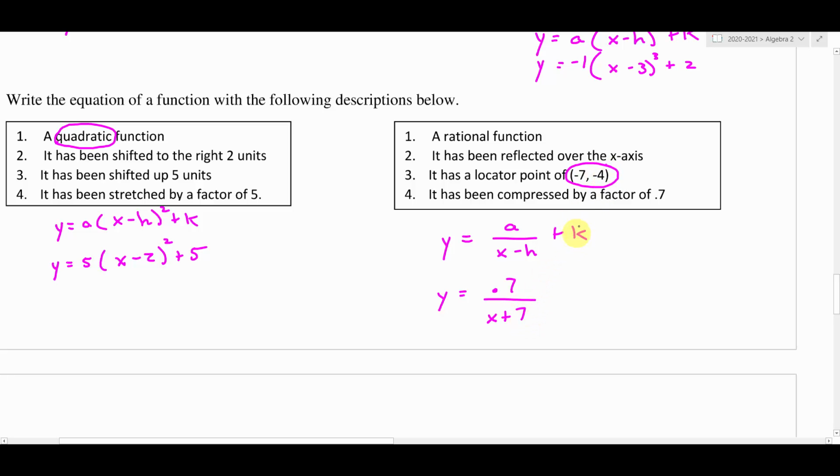Now, the vertical translation is also given to us in the locator point by looking at the y-coordinate of the locator point. The y-coordinate reveals to us that it has been moved down 4. So I need a -4 on the end. And that completes my equation.